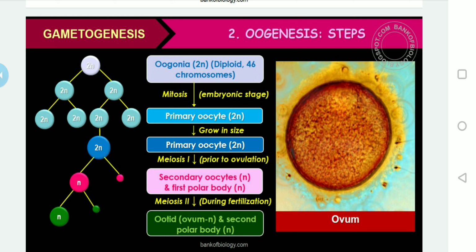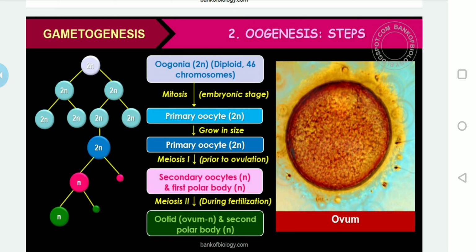Within that, only one primary oocyte matures per cycle, or per month. Now what happens at the next stage? Yes, the next phase is nothing but the maturation phase. During the maturation phase, each diploid primary oocyte undergoes meiotic division.